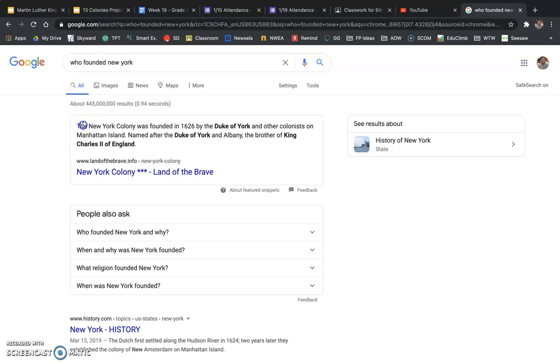Well, on Google, you'll probably get a really good answer right on the top here. If you remember when we talked about researching, if we have a little rectangle up here, that is usually good information that is true. All right, so it looks like the New York colony was founded in 1626 by the Duke of York and other colonists on Manhattan Island, named after the Duke of York and Albany, the brother of King Charles II of England. So here's our information, looking for the when and the who.